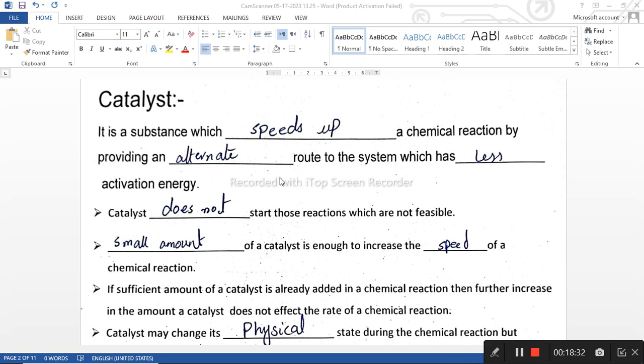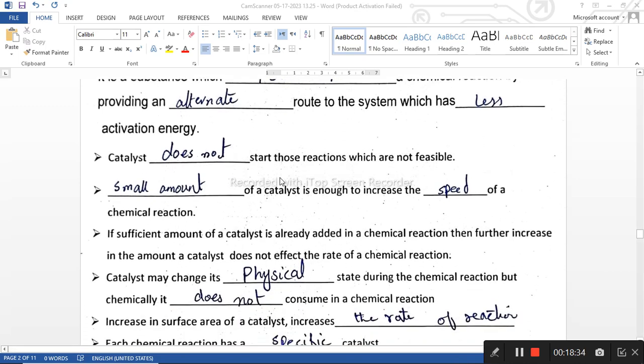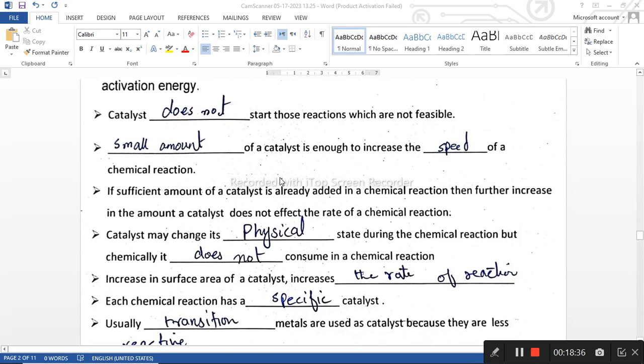If a sufficient amount of catalyst is already added in a chemical reaction, then a further increase in the amount of catalyst does not affect the rate of the chemical reaction. A catalyst may change its physical state during the chemical reaction, but chemically it is not consumed.